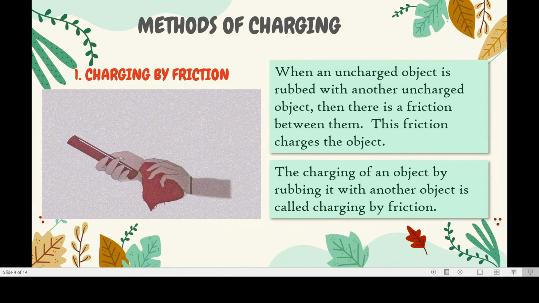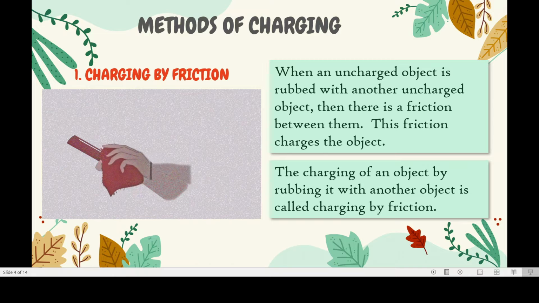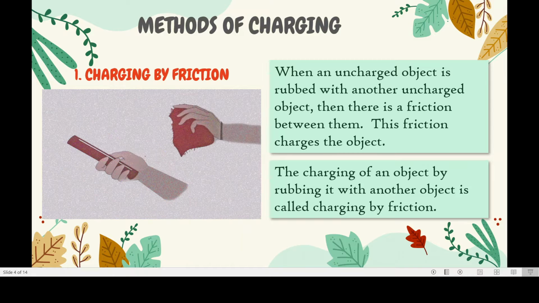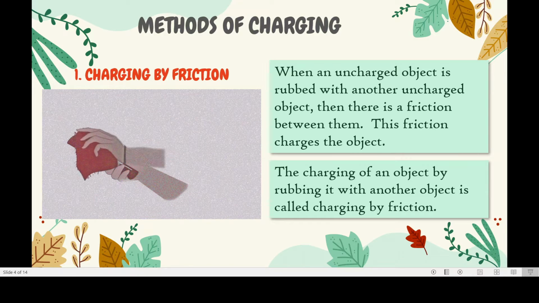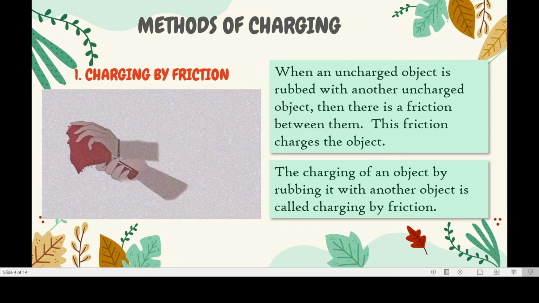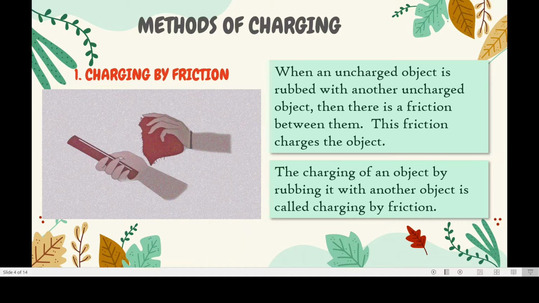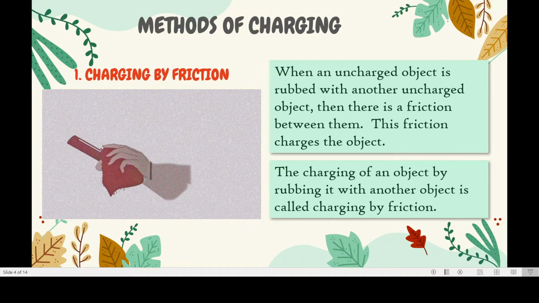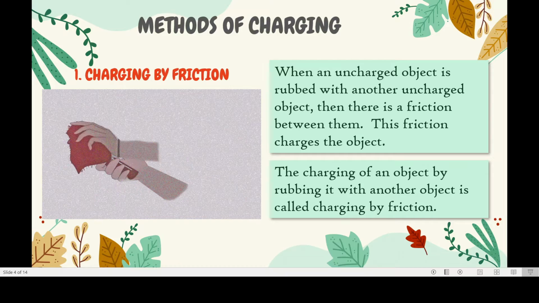Methods of charging. When an uncharged object is rubbed with another uncharged object, there is friction between them. This friction charges the objects. The charging of an object by rubbing it with another object is called charging by friction.